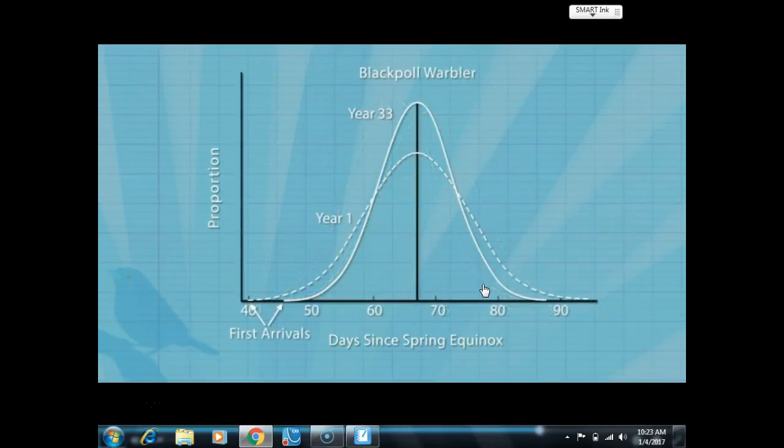Here are the density curves for the Blackpoll warbler, with its consistent mean over the years, and its later first arrivals. From the density curve, we can compare the proportion of birds arriving by a certain day. Let's pick day 56. In year 1, the area under the curve is 0.10, meaning 10% of birds had arrived by this date. In year 33, the area under the curve is 0.04, meaning only 4% of the birds had made it. So the percentage of birds that used to arrive by day 56 is more than double what it is now. In both years, half the birds had arrived by day 67.